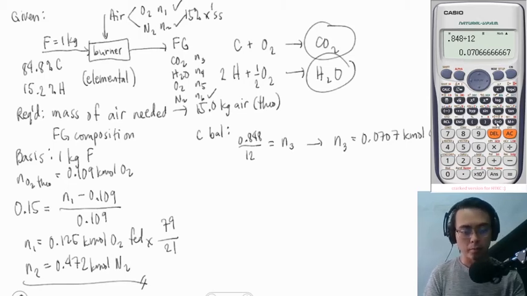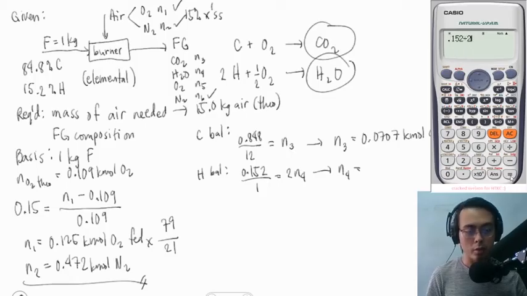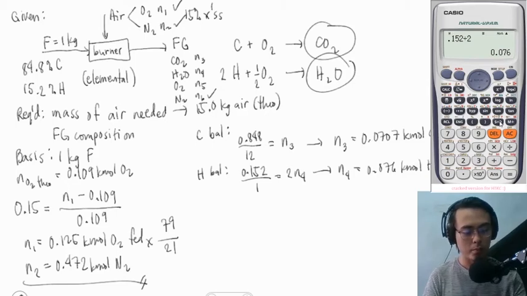Okay, next, hydrogen balance. Again, the hydrogen in your feed is in mass, so that's 0.152 kilograms divided by 1, the molecular weight of hydrogen, is equal to 2 N4. From here, we get N4 as 0.152 divided by 2, 0.076 kilomole H2O.